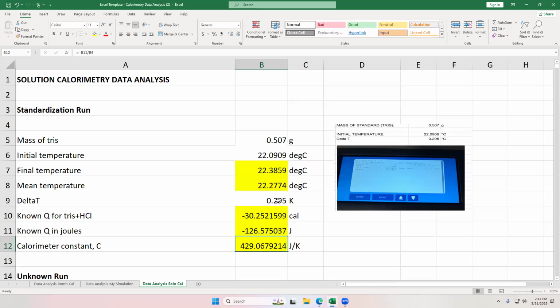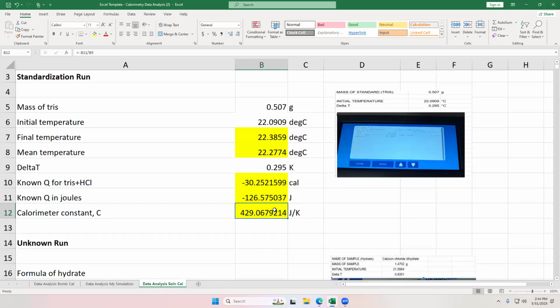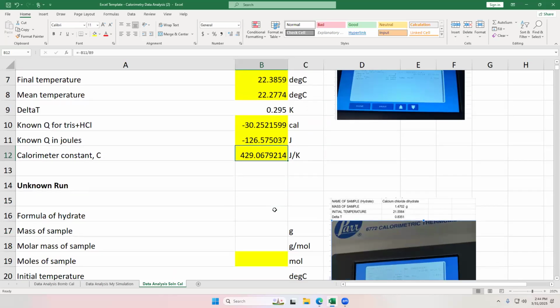Is that a reasonable number? How much water did you use in your run, in your aqueous solution? 100 grams, about 100 mils. 100 mils of water, what's the specific heat of water? 4.18. So what's the heat capacity of 100 mils of water? 418, right? So why are we getting 429? It's not just water, it's something else in there, right? So a little bit extra. It's mostly due to water, the heat capacity of the calorimeter and its contents.